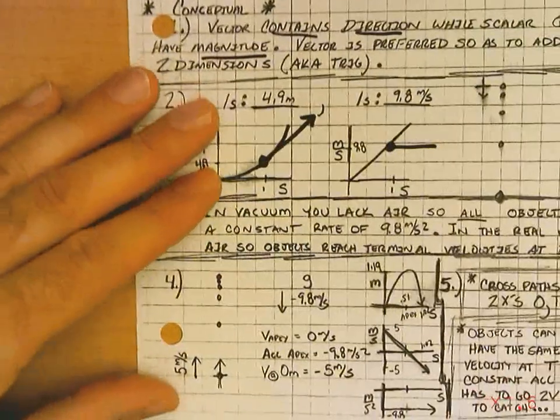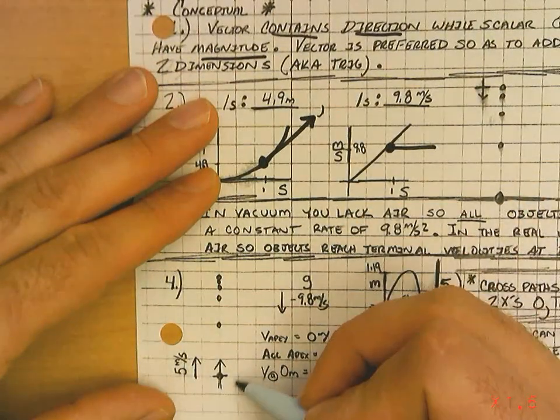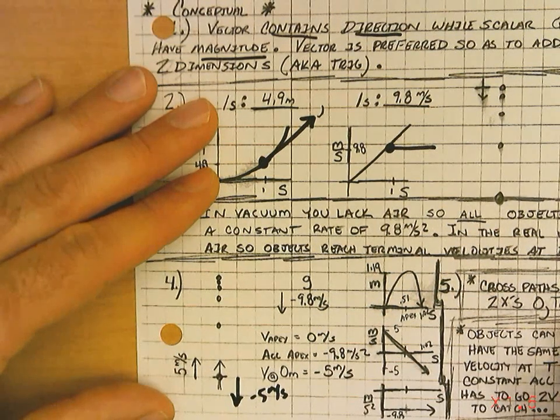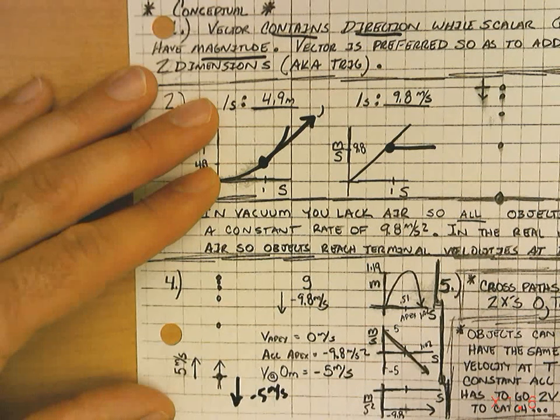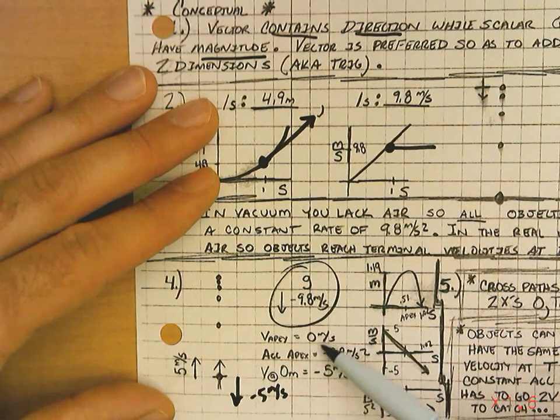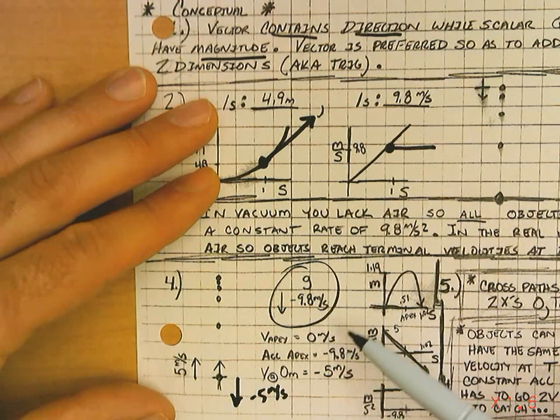So we begin by making a motion diagram. We threw it up at 5, and that means it's going to land with negative 5. That's because the thing that makes it speed up and slow down is gravity, and it's constant. It's not changing. Gravity is negative 9.8. So v at the apex is always 0 meters per second.